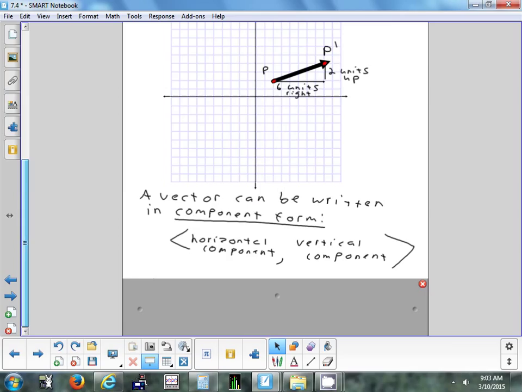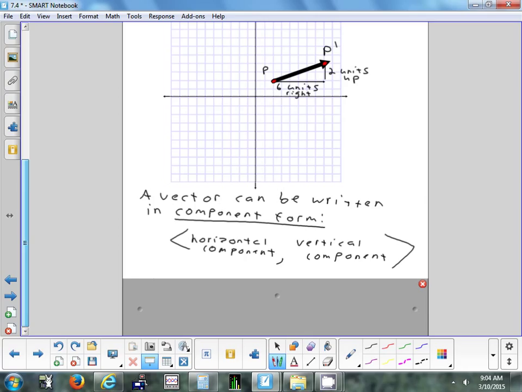And when we write something in vector form, we use these angle brackets, and we put the horizontal component. Okay, that's the left or right. Left would be negative, right would be positive, comma, and then the vertical component. Negative would be down, positive would be up. So doing it this way, you only need to put 2 numbers. You don't need to write x plus a number and then comma, y plus a number. That's a different way to do it.